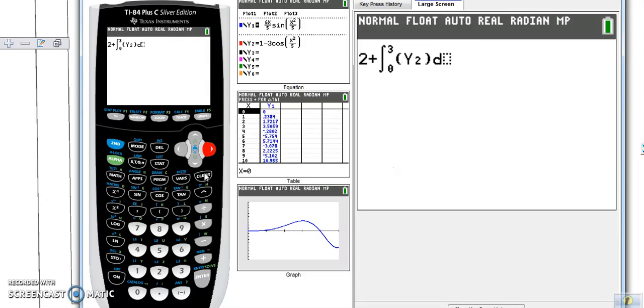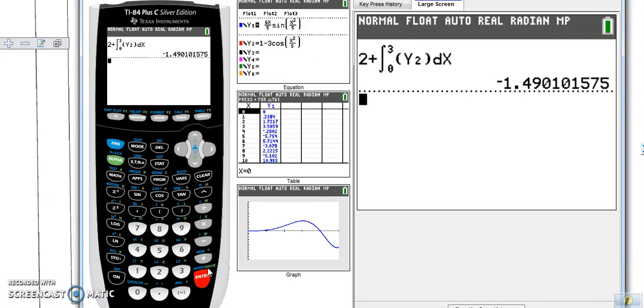So I'm going to integrate y2. My calculator knows that y2 represents that velocity function with respect to x. Hit enter, and there it is, negative 1.490. So that vars option is actually pretty cool, and it helps you save some time.